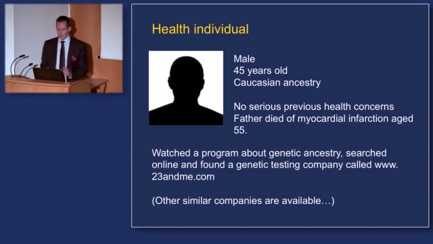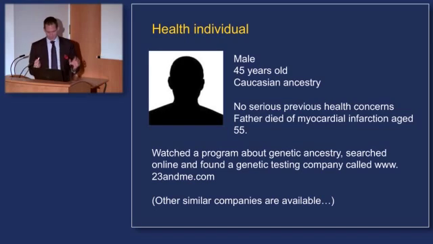So this individual is male, 45 years old, Caucasian, and has had no real previous health concerns other than that this individual's father died of a heart attack at age 55. They got interested in this area through watching a TV program, probably on Channel 4, about genetic ancestry and wanted to learn more about their own ancestry. So they looked up and chose this company called 23andMe. Many other similar companies exist, and I'm not funded by any of them, so please don't see this as an advert.